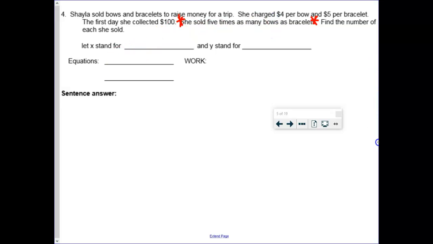First, let's define our variables. What would you like x and y to represent? X is bow. More specific. There we go. Number of bows is fine. Y is number of bracelets. That works. If you decided to switch that around, that's on you. Just make sure your work matches.